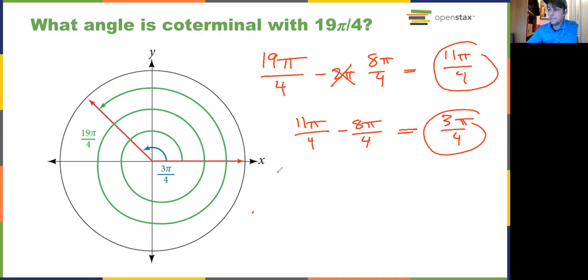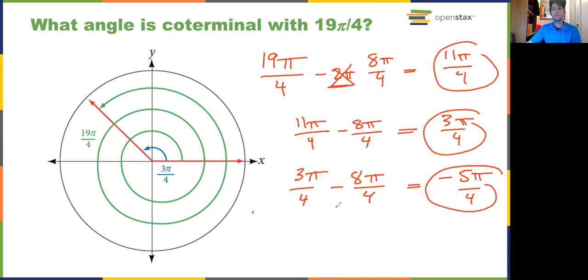Well, in fact, I could even go further. I could figure out an equivalent negative angle if I wanted as well, right? Not any particular reason to necessarily do this, but I can take away another rotation, another 8 pi over 4, which is, remember, the same thing as 2 pi. That becomes negative 5 pi over 4. All of these angles are coterminal. They're going to end up in the same spot. The terminal side is going to be in the same location, and we always put our initial side in the same spot. That's what makes them coterminal.